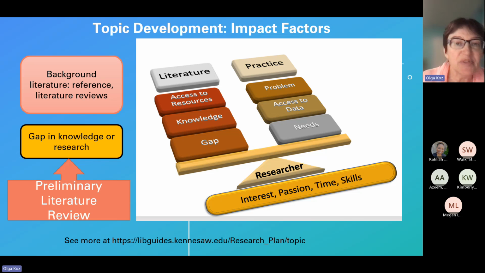Also, the time and skills needed for your research, and your access to data, are important when you choose or select or develop a topic, right? Because some topics are not researchable if you don't have access to data.